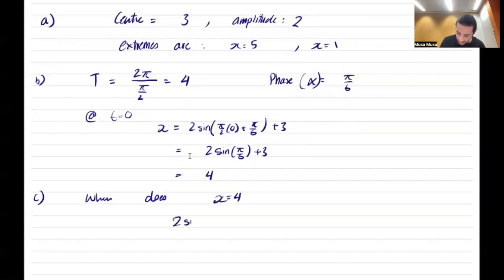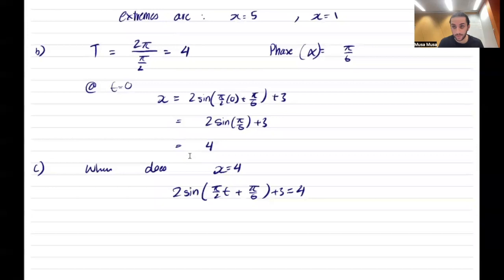So you're going to say 2 sine of pi on 2t plus pi on 6 equals 4. Oops, no, there was a plus 3, wasn't there? Yep. Taking away 3 from both sides, you get 1 on the right-hand side, then dividing both sides by 2, you get sine of pi on 2t plus pi on 6 equals a half.